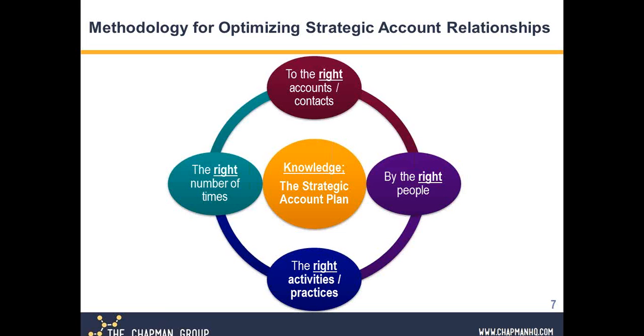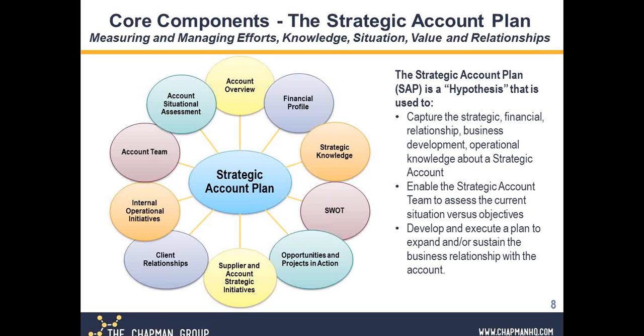Here's an example of a balloons or bubble diagram, where we move from top right to left: account overview, who they are, a financial profile, and we'll talk a little more about these later. Some strategic knowledge points: do we know the top priorities of our customer? Do we know who the key influencers are in our customer? A SWOT, where we can assess strengths, weaknesses, opportunities, and threats relevant to us and our solutions. Do we really have a good listing of opportunities and projects in action?